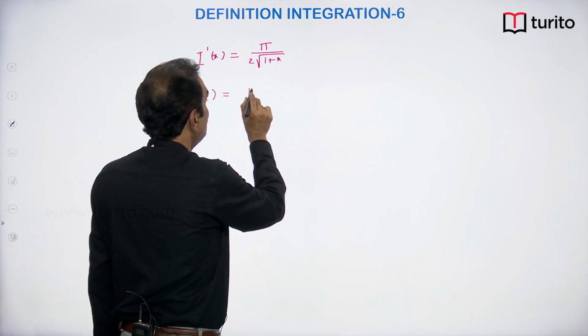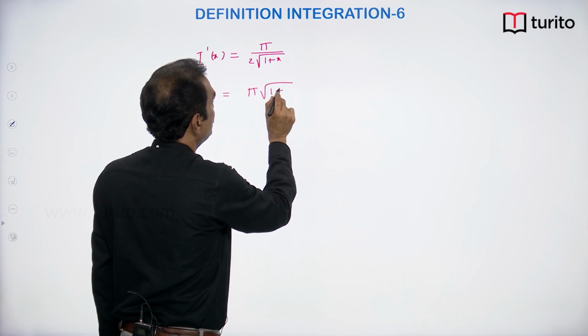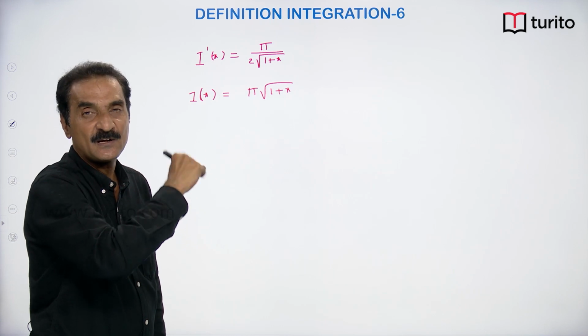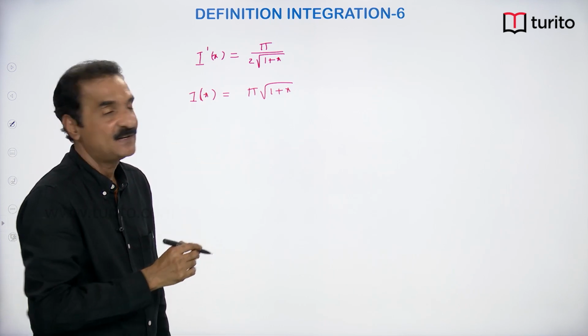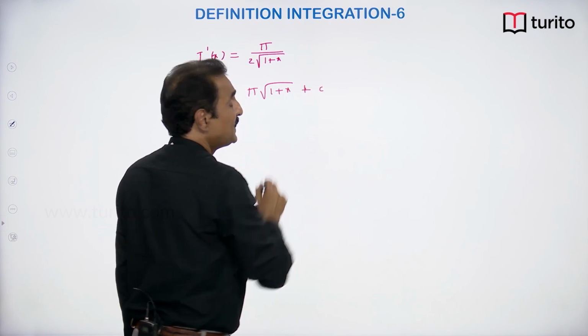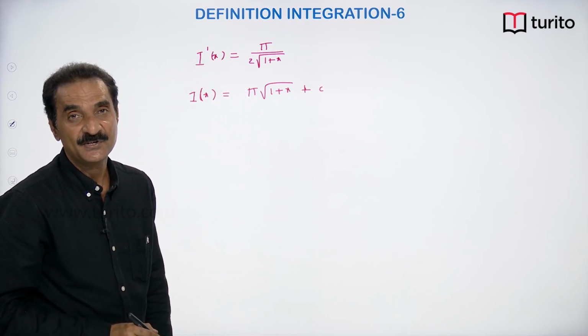It is root 1 plus x. Derivative of root 1 plus x is 1 by 2 root 1 plus x. So integral of 1 by 2 root 1 plus x is root 1 plus x. But since it is indefinite integration, we have to write plus c, constant of integration.